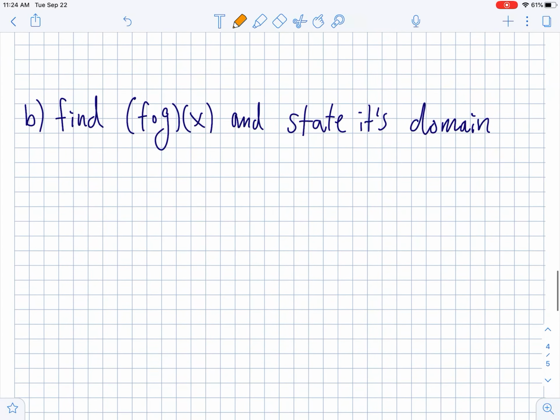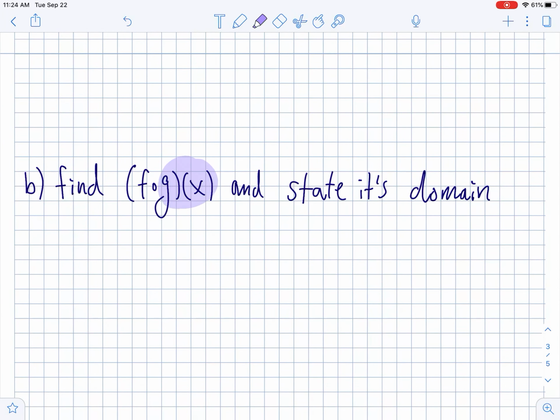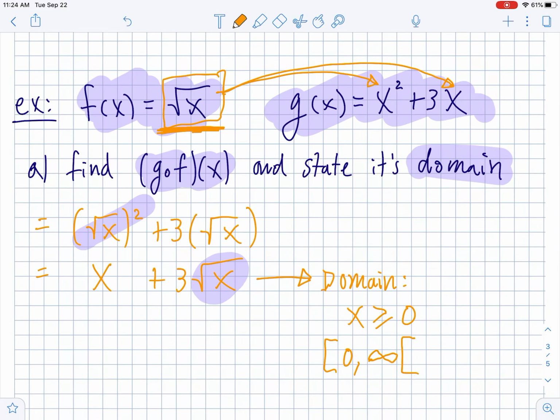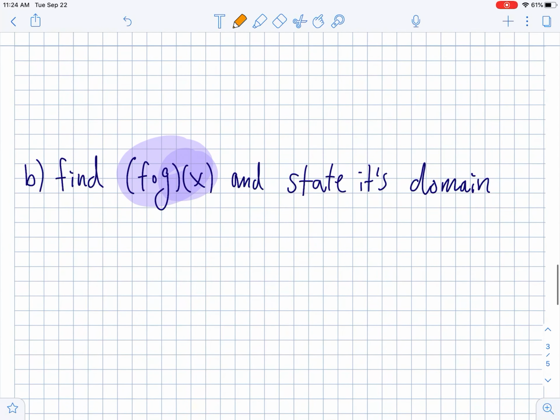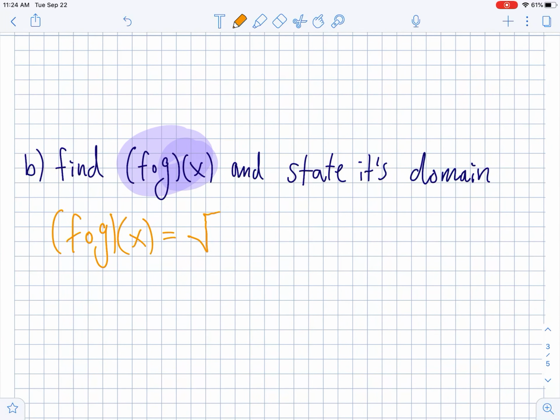Last question, find f o g of x and state its domain. Let's see, f o g means putting g of x inside f of x. So we're going to put x squared plus 3x into the square root of x. Oh boy, this is going to be fun. Okay. f o g of x is taking g of x, which is x squared plus 3x, and putting it into f of x. This is the square root of x squared plus 3x. Now, you guys, that is f o g of x.